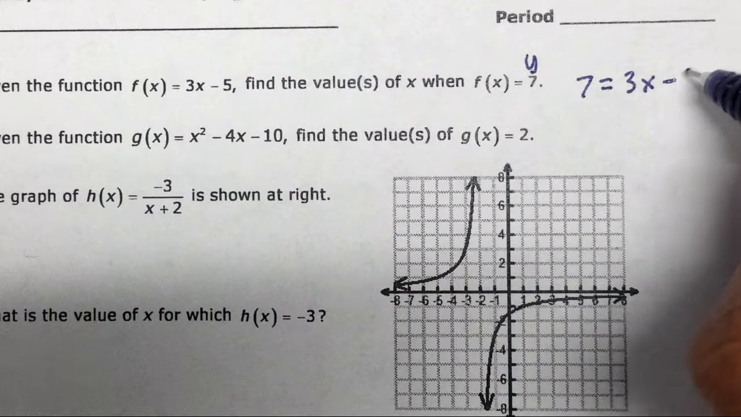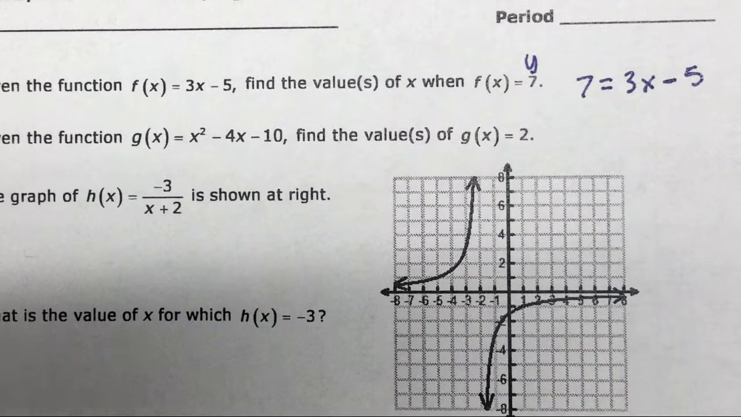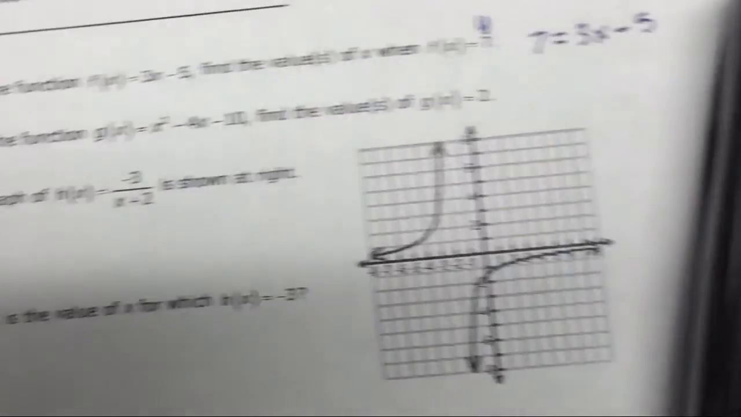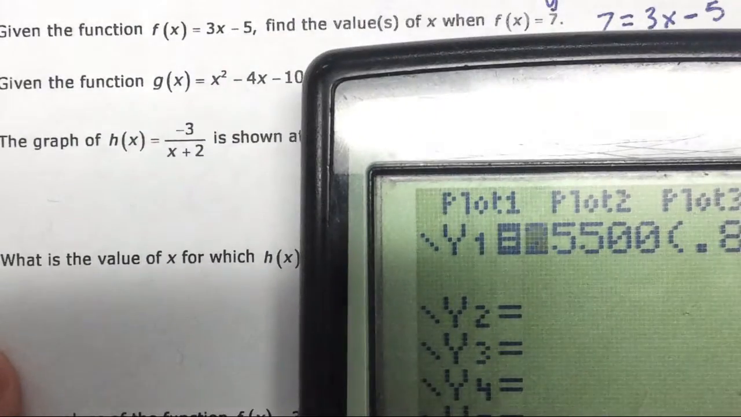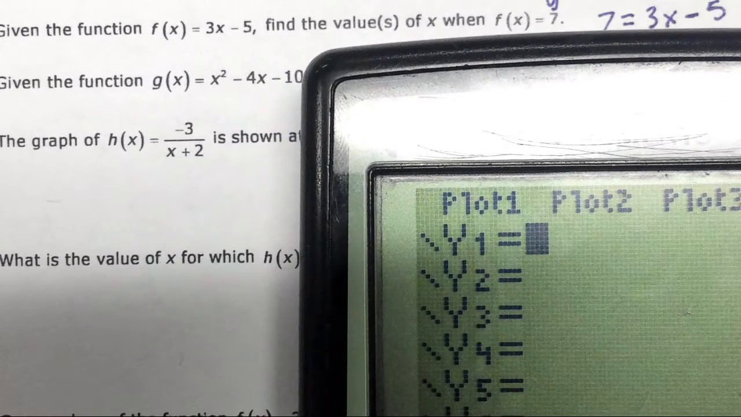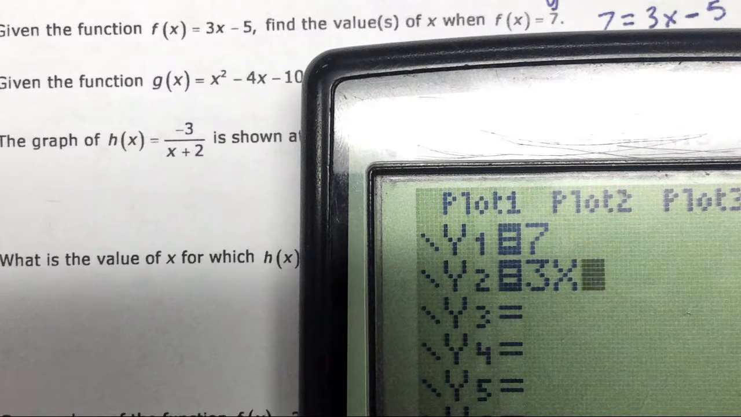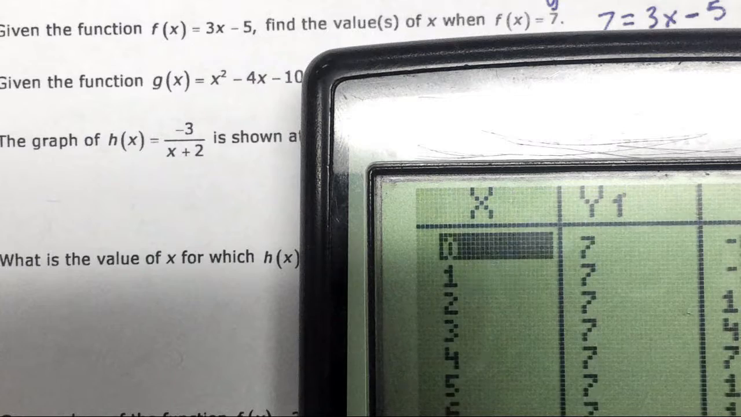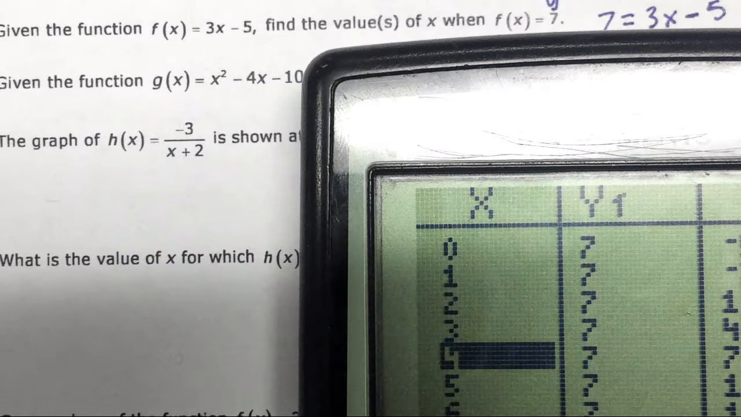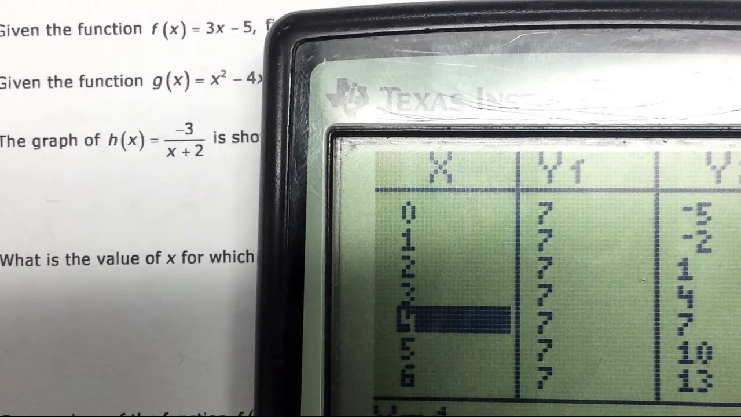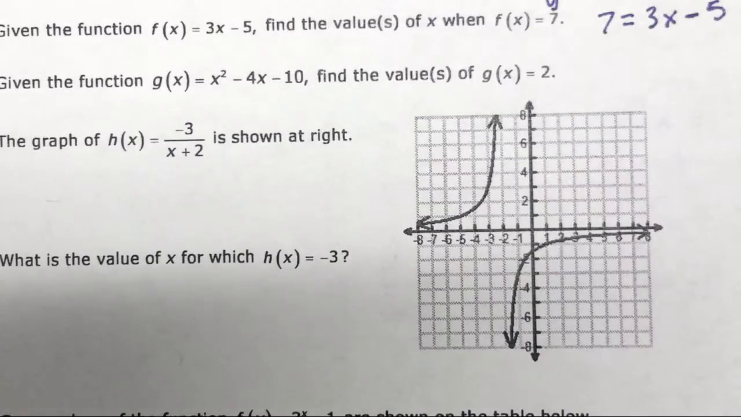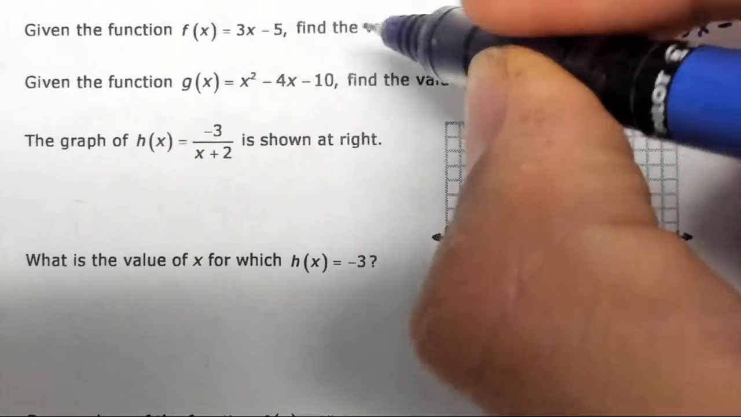7 is equal to 3x minus 5. Since this is a pretty calculator intensive class, let's just use our calculator. On the left side, we put 7 in y1, and in y2 we're going to put the right side, which is 3x minus 5. We look at the table, we see where they match. Boom. X is 4 when y1 and y2 are 7. So the solution is x equals 4.